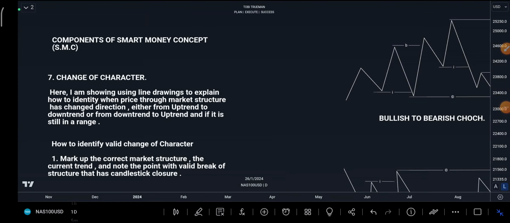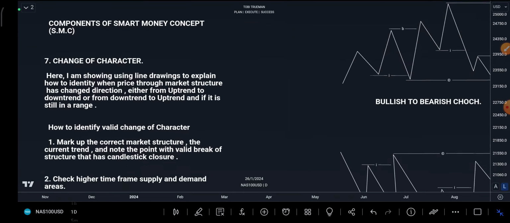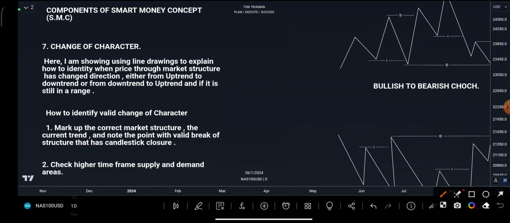Okay, you are welcome. We are going to be talking about components of smart money concept, and we are on number 7 right now. In number 7, we're talking about change of character. Change of character is how you know the market direction, if the market is moving upward, downward, uptrend, downtrend, or the market is in a range. With change of character, as it relates to smart money concept, you can be able to know that.